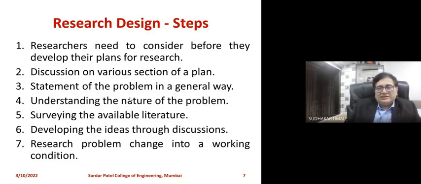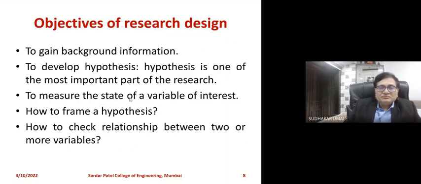Then when it comes to working condition, definitely you are able to complete your research work. Before you start your research work, you have to find out the objectives of research design. I just want to explain here: your research objectives and research problems are totally different. So these are the objectives of research design before you start your research problems.